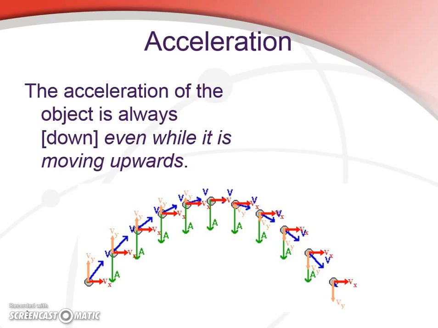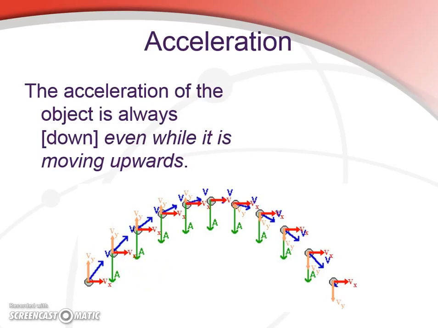So first off, if we're considering an object, a projectile, its acceleration will always be downward. And it'll be, of course, 9.8 straight down, regardless of the direction of the projectile's motion.